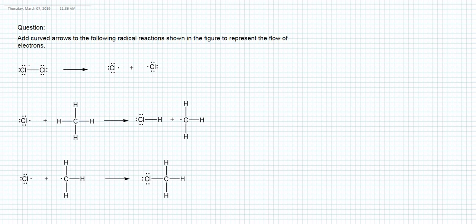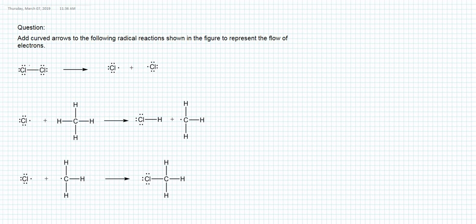Let's start from the first step or first reaction. Basically, these three reactions belong to radical chlorination of methane. But let's do each step one by one. How can we show bond formations and bond breaking for radical reactions?